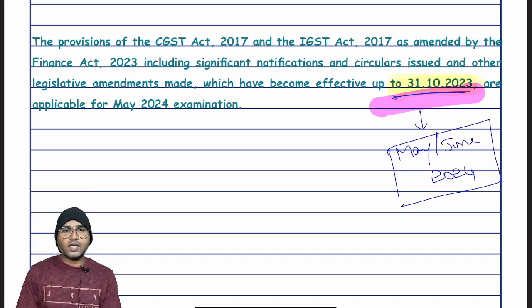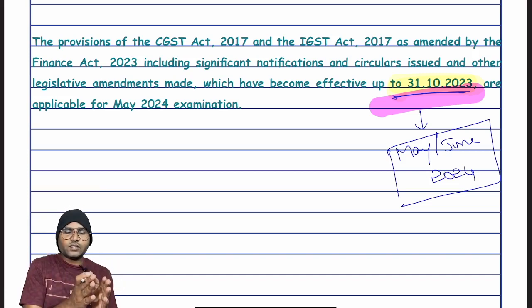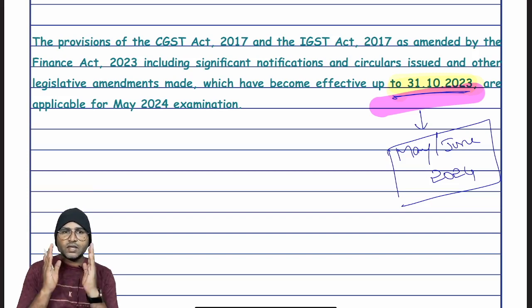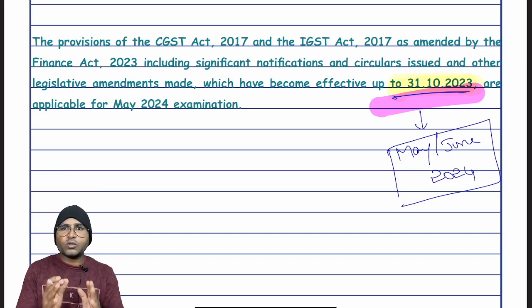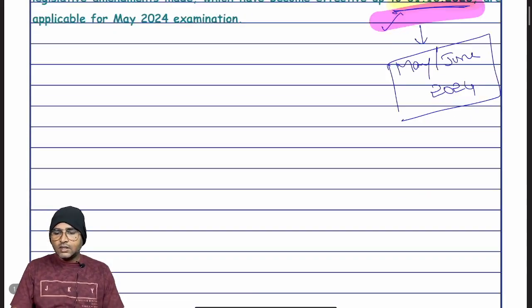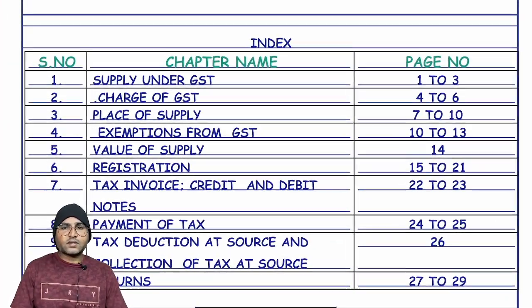After this date, if any amendment came into the picture, you might get some knowledge about it, but please forget about all those amendments. Are you clear with this? So academic is different from the practical approach. Academically, the amendments which are given or effective up to the date of 31st October 2023 are relevant for your examination, right?